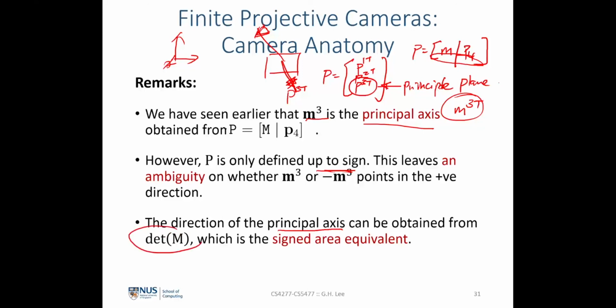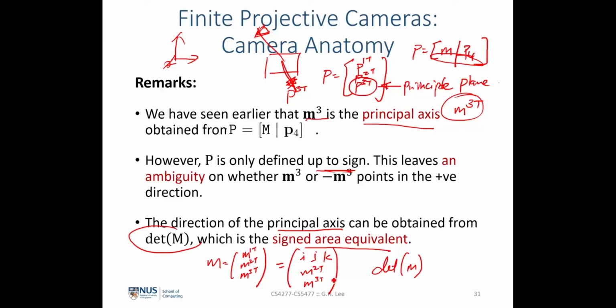But this ambiguity can be resolved using the sign of the principal axis that is obtained from the determinant of M. The determinant of M is essentially equivalent to the signed distance. So if we write M as M1 transpose, M2 transpose, and M3 transpose, we can treat the first row as i, j, and k, and the second and third rows as this. So when we compute the determinant, it is equivalent to the cross product of the two rows.